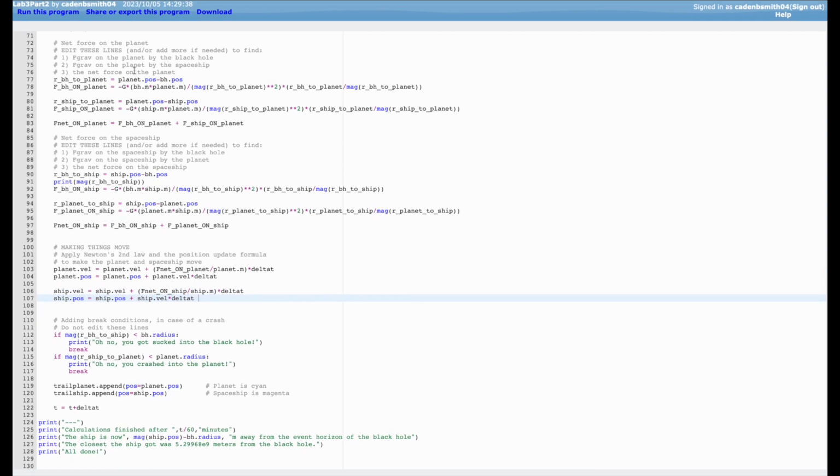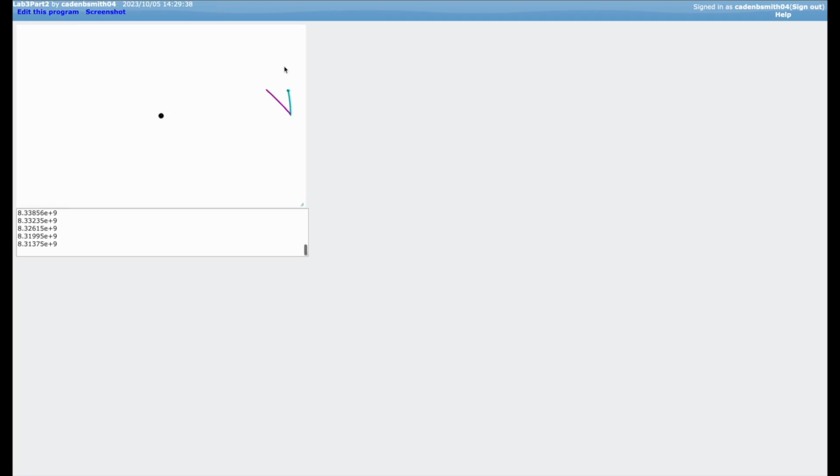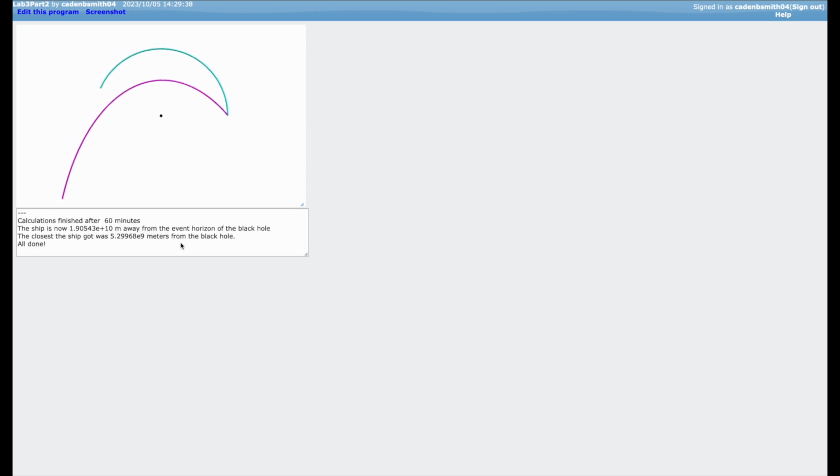We go ahead and run this program. You can see the planet is the blue one and the ship is the purple. It runs for 1 hour and then the simulation stops. And the closest the ship got is around 5 times 10 to the 9th meters.